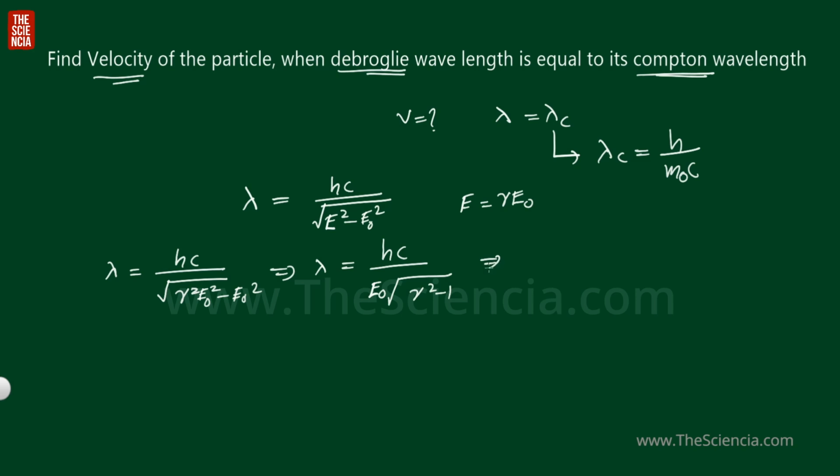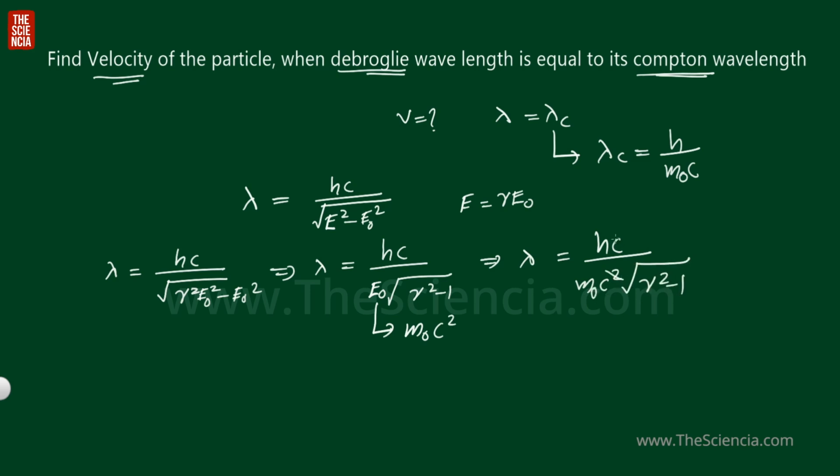Right. So we know what the E0 value is. E0 is the rest mass energy, that is m0 c square. Now I am going to substitute this here, that is lambda is equal to hc by m0 c square root of gamma square minus 1.